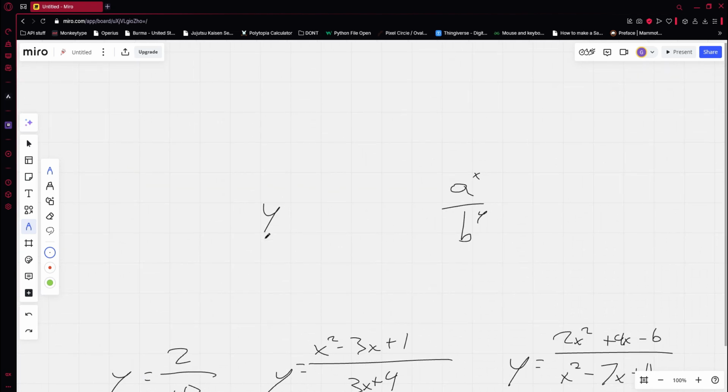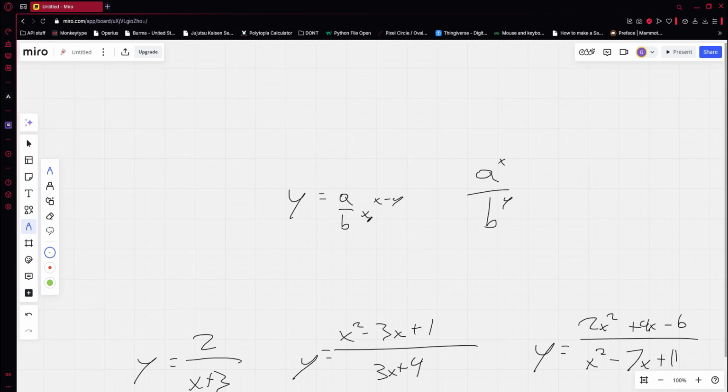So to find our line, all we have to do is a over b, x to the x minus y. Now I should probably change this variable so you don't get confused. Z. There we go. So y equals a over b x to the power of z minus y.